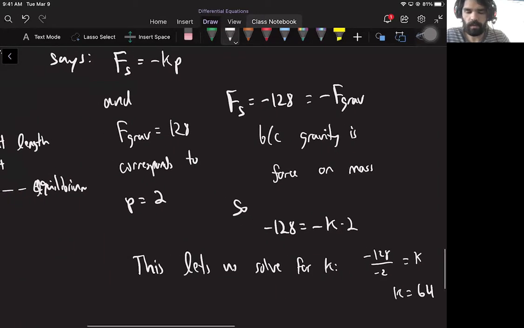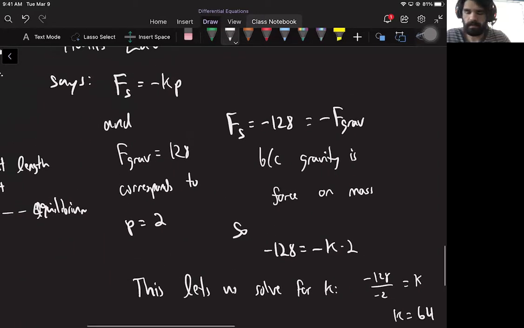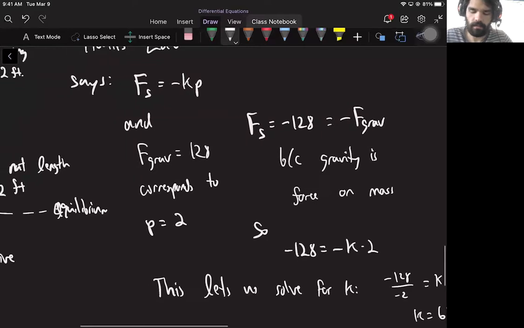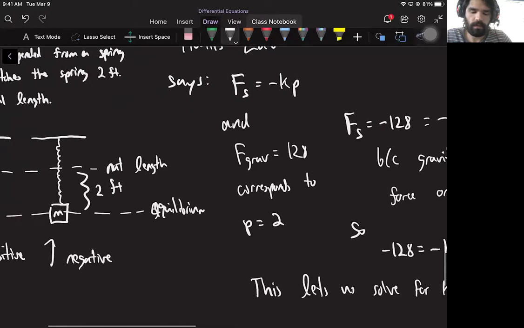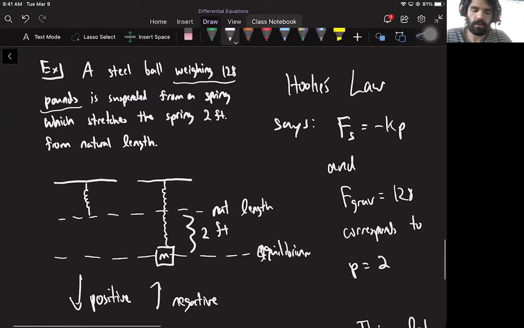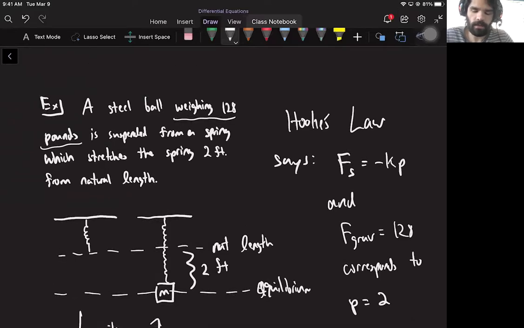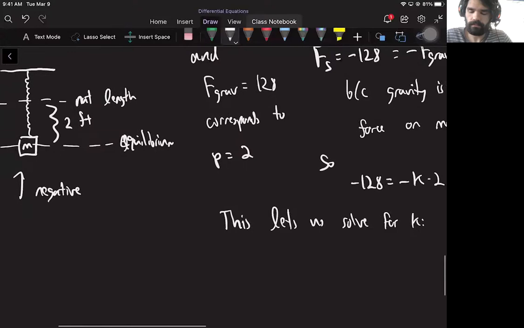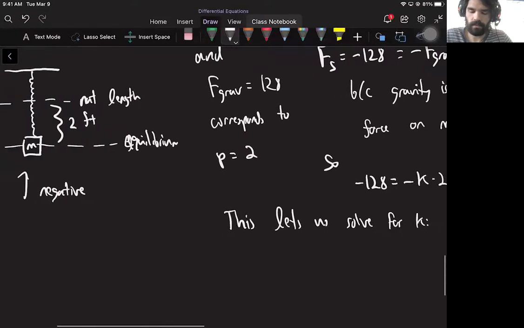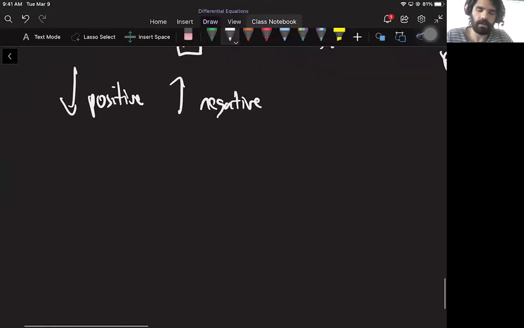This is not the end of the word problem. All this is telling us is Fs, the restoring force. The key to getting the restoring force is using how much the spring stretches from its natural length to equilibrium corresponding to the weight. So we'll often have to do something like this. Okay, so now to continue the problem.